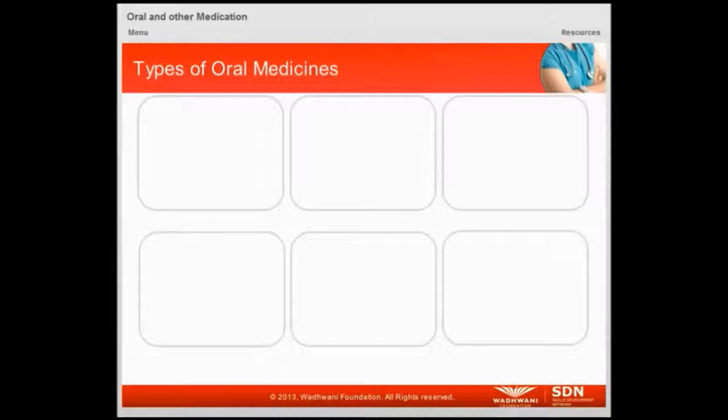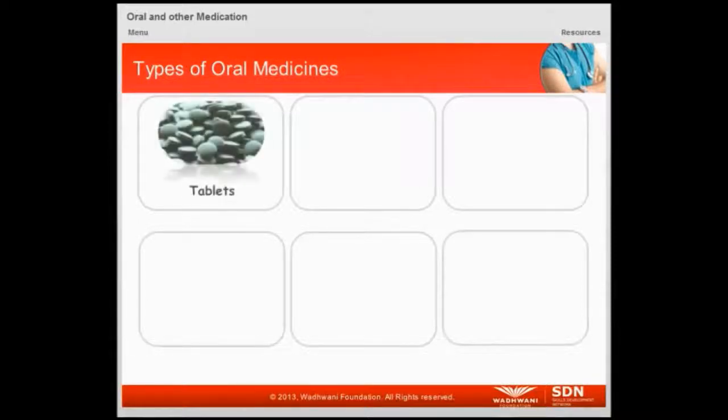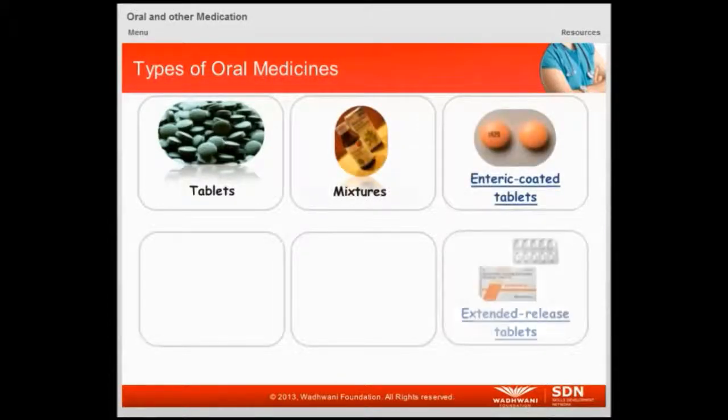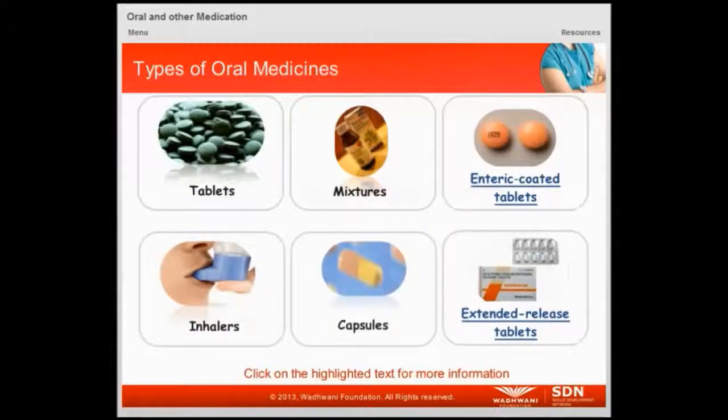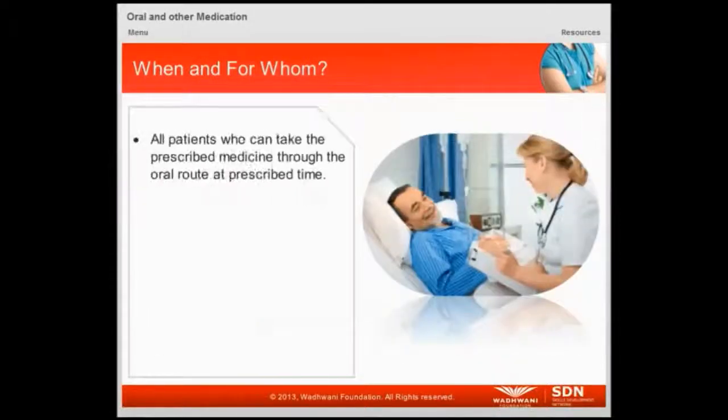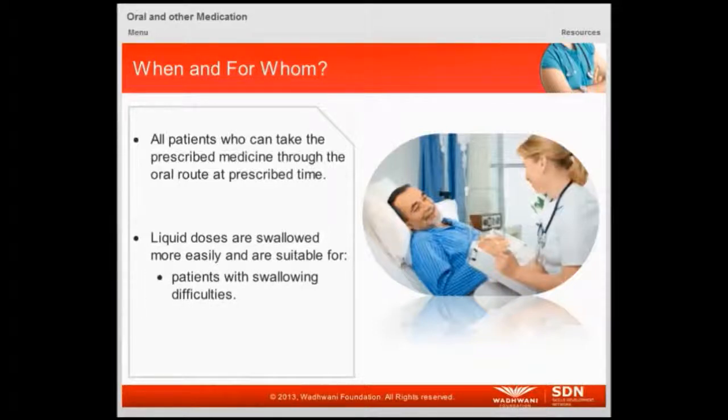Different types of oral medicines are shown here. These are tablets, mixtures, enteric-coated tablets, extended-release tablets, inhalers, and capsules. Oral medication is given to patients who can swallow the prescribed medicine. Liquid doses are swallowed more easily and hence are suitable for patients with swallowing difficulties and small children.